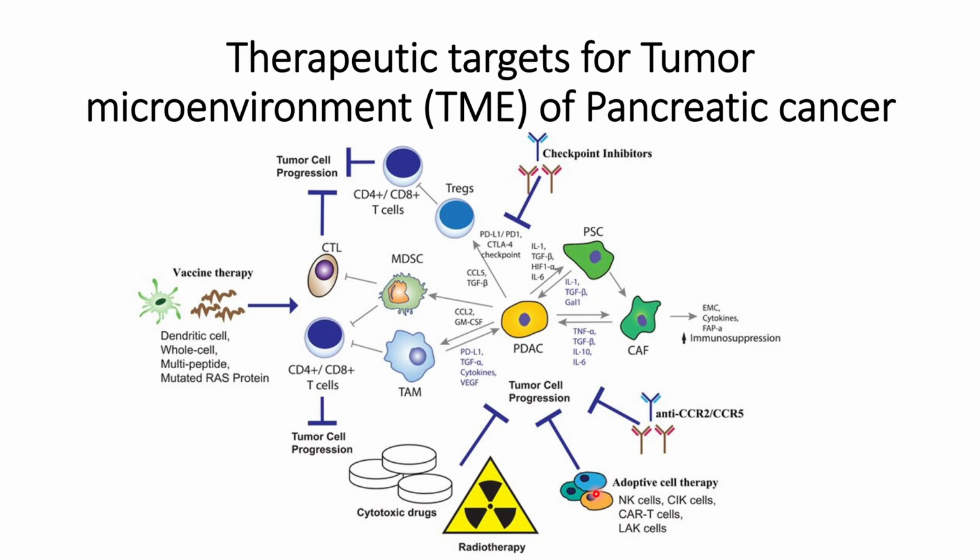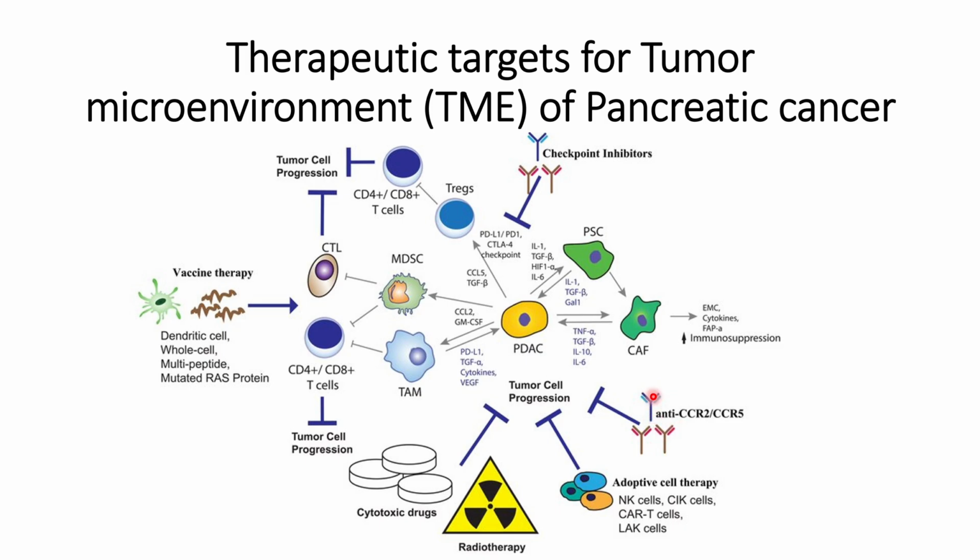In the case of adaptive cell therapies, NK cells or CIK cells are taken out from the host and modified in a way that they are able to target the pancreatic tumor cells. So this adaptive cell therapy is customized from patient to patient, as these are developed against the pancreatic cancer cells and from the immune cells of the patients themselves.